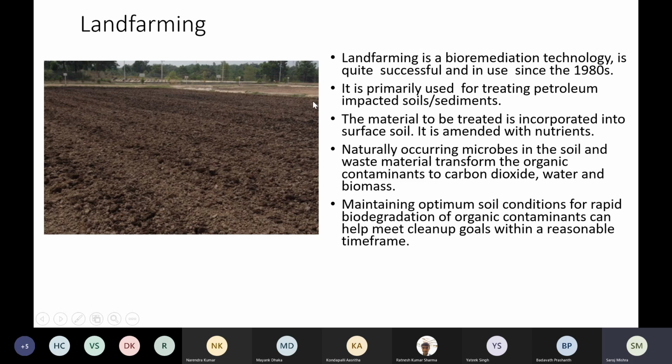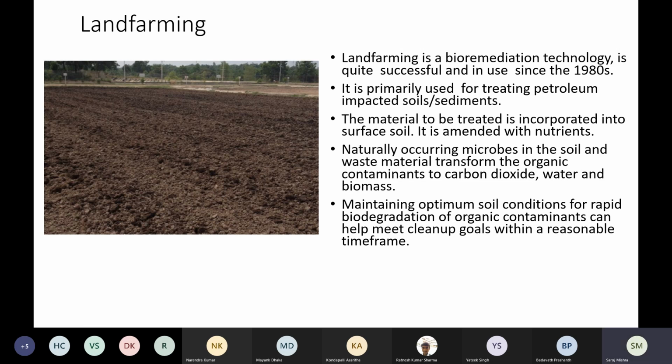For example, you see here, it is spread over many acres of land. This contaminated soil is mixed and kept with the natural soil, and it is amended with nutrients. Naturally occurring microbes in the soil, or a consortium which is added, are going to transform the waste materials, the organic contaminants, to carbon dioxide, water, and biomass. Eventually, over a period of three or four months, the soil is completely clean. All the organic pollutants have been removed, and this soil can go back to wherever it was.